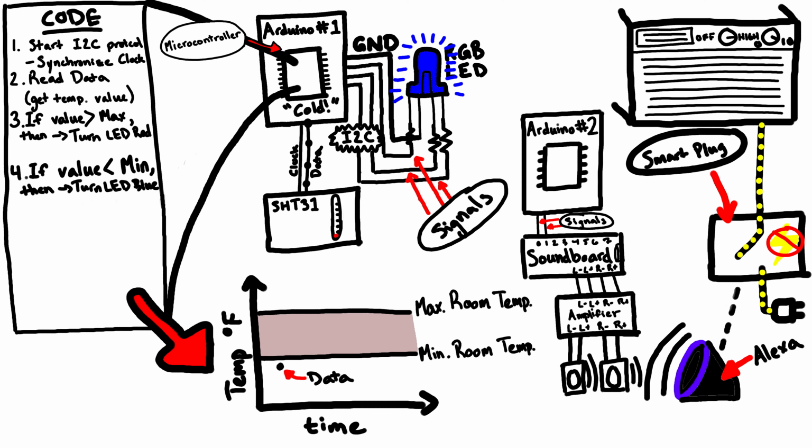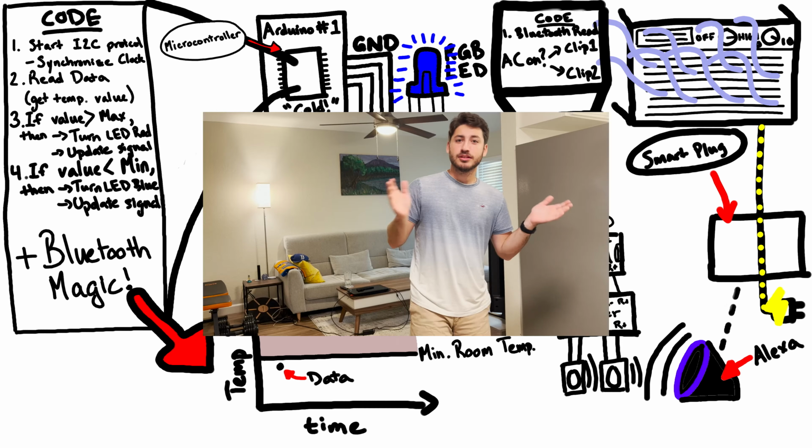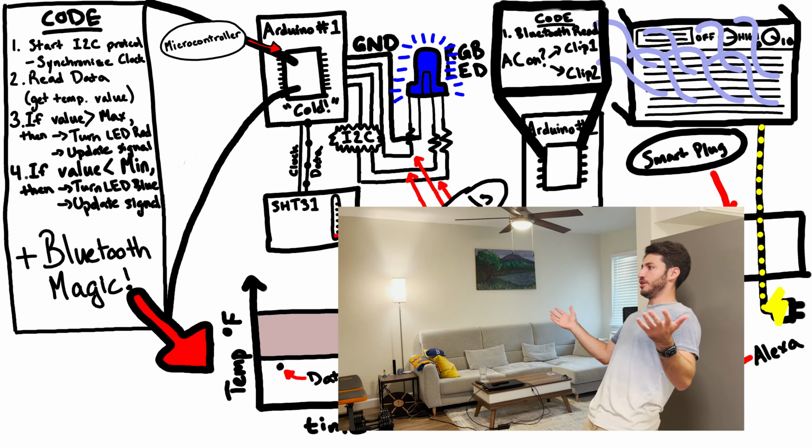Now the last thing to do is connect the Arduinos using Bluetooth magic. I have no idea how to do this, but all I want is for my Arduino with the temperature sensor to tell the other one when to play its audio clips. This completes everything.